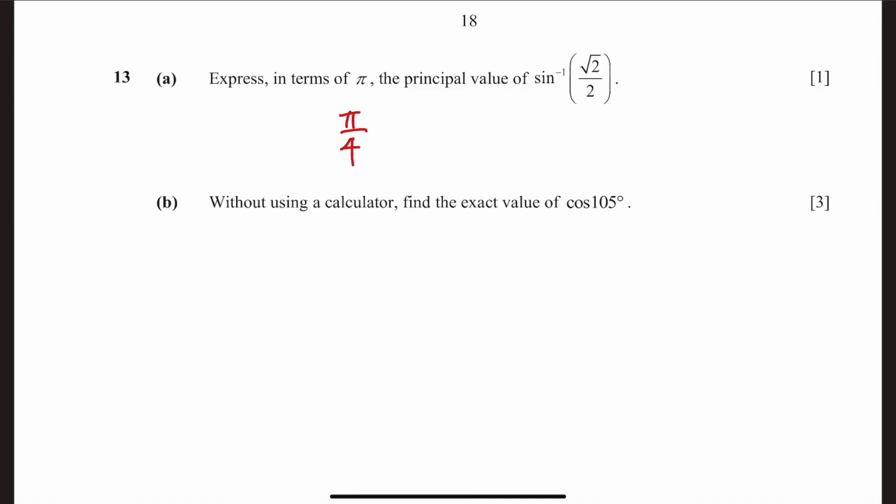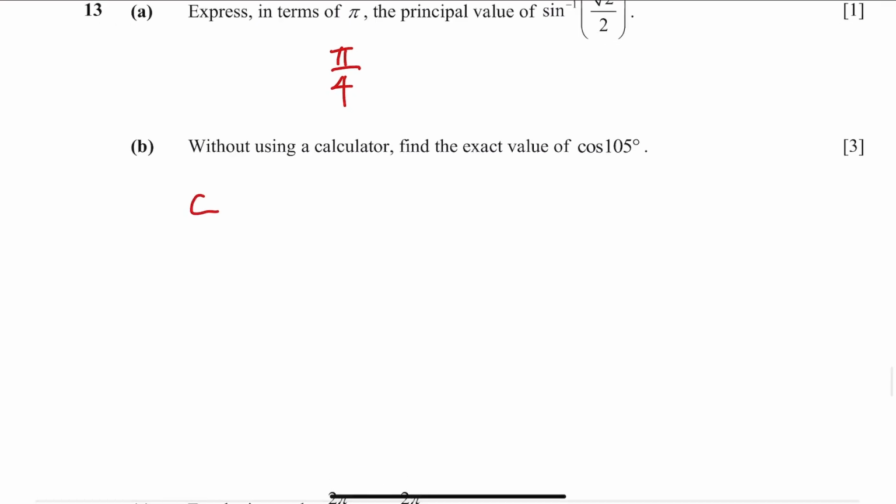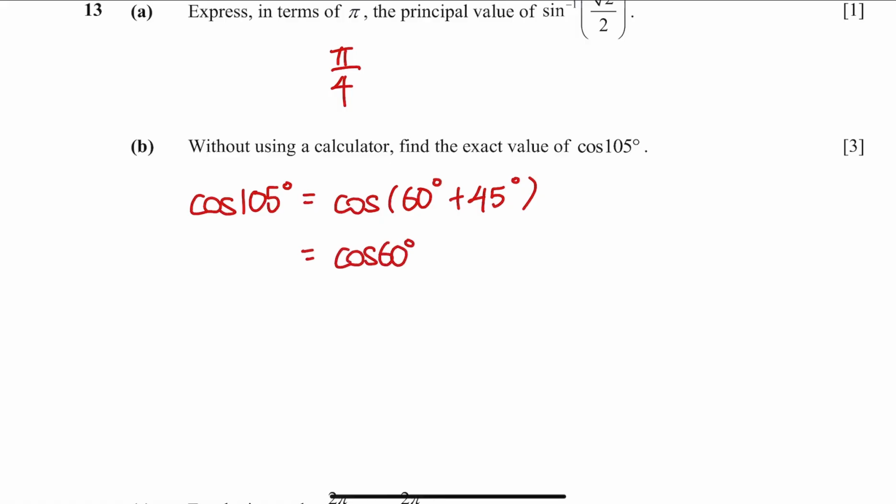Okay. Next part, part B. Without a calculator, find cosine 105 degrees. If the question says without calculator, you must identify special angles you can use. As we know, cosine 105 degrees can be written as cosine of 60 degrees plus 45 degrees. Therefore, by using your cosine addition formula, you can get cosine 60 degrees times cosine 45 degrees minus sine 60 degrees times sine 45 degrees.